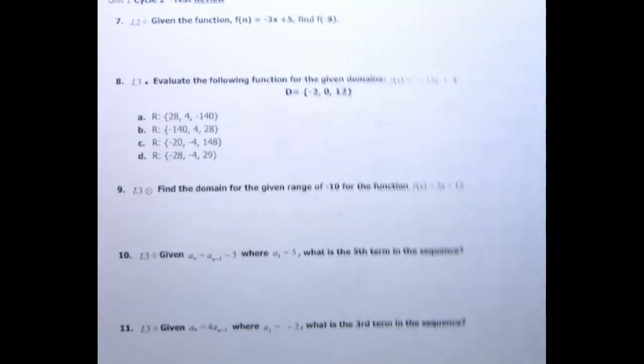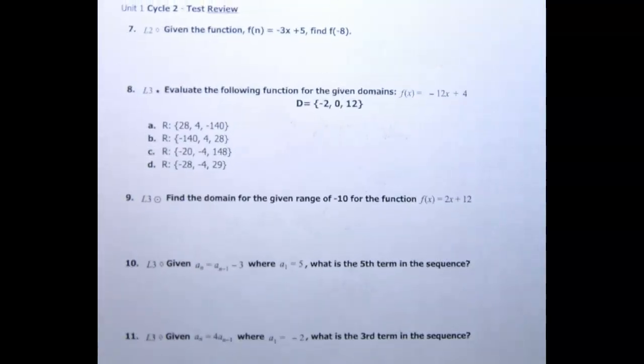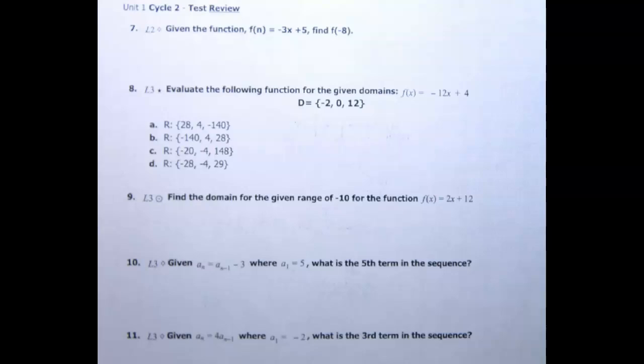Moving to the back. Number 7. Given the function f of n equals negative 3x plus 5, find f of negative 8.